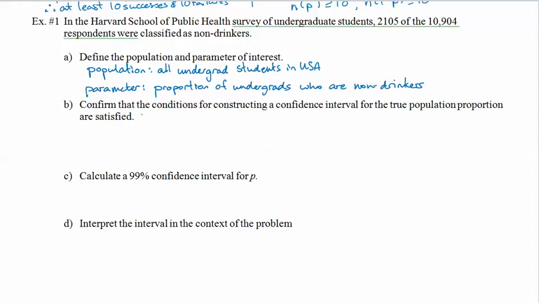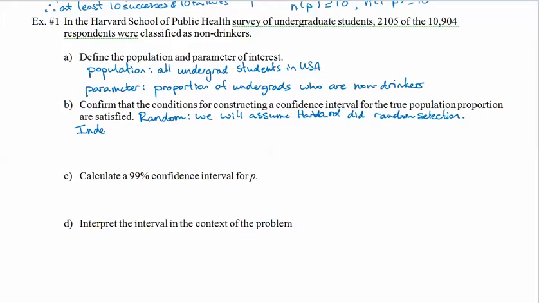So once again, we're looking at RIN. Do we have the random condition satisfied? Well, in this case, we will make an assumption. We will assume that Harvard did do a random selection. That's a fair assumption, but we do need to state it.